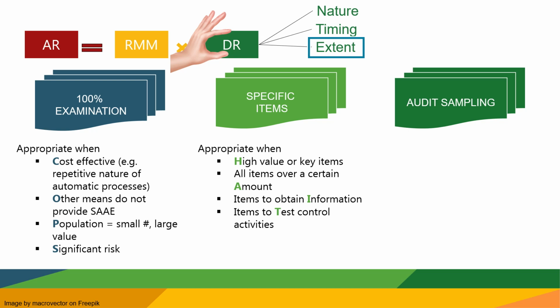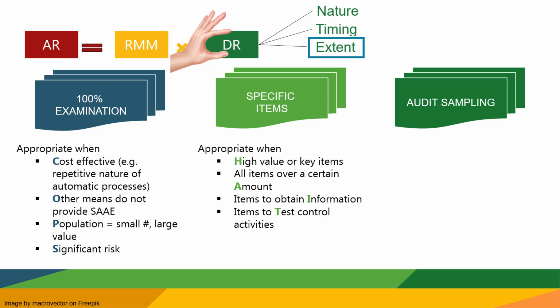So those items which do not reach that figure or that amount will have no chance of being tested based on that example. So when the auditor wants to test high value or key items, similar to the example that we've given, all items over a certain amount, or for items intended to obtain information or items intended to test control activities, these are scenarios or situations where it may be more appropriate to use specific items.